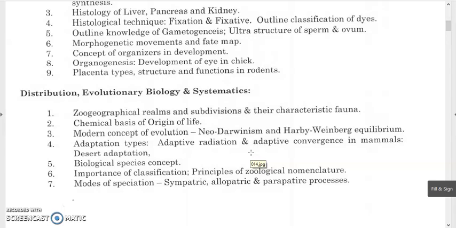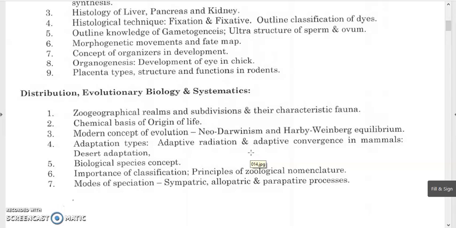Modern concept of evolution, that is neo-Darwinism, Hardy-Weinberg principles, Hardy-Weinberg equilibrium. Different calculations are there. Allele frequency calculation, gene frequency calculation. You have to do that. Adaptation types like adaptive radiation and adaptive convergence in mammals. Desert adaptation like desert adaptation in camels, rodents, different animals. What are the desert adaptation features.